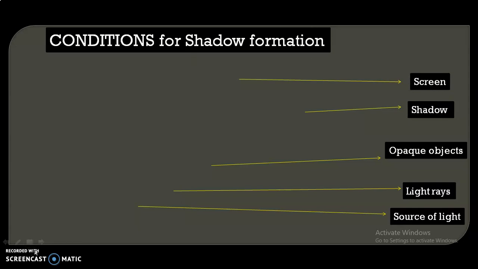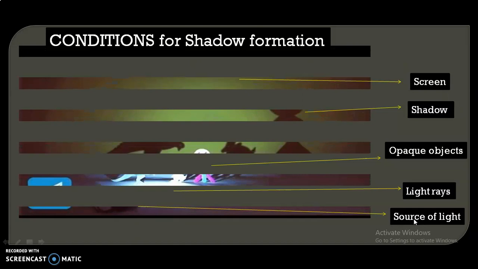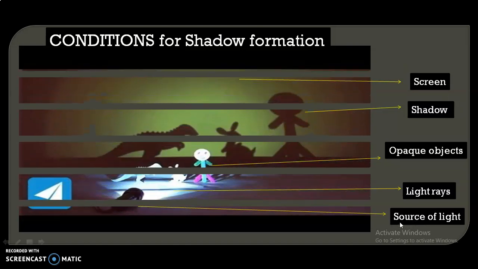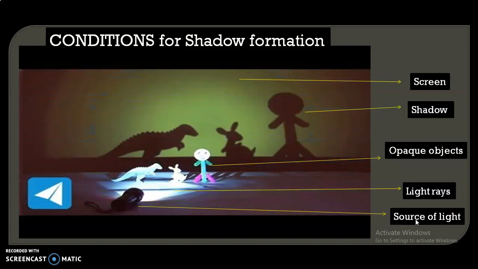So conditions for shadow formation includes the presence of a source of light. And what can that source of light be? Sunlight can be, torch light can be, bulb can be. The light rays should be traveling and we need to have opaque objects on the path of the traveling light rays. Then only we can get shadows where? On a screen. So conditions for shadow formation include presence of a source of light, traveling light rays, opaque objects, and a screen.